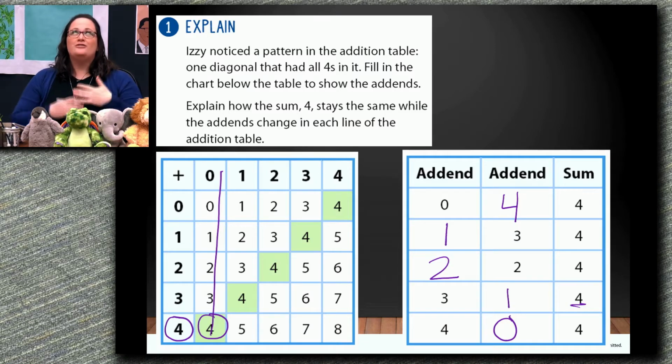We use patterns all the time in math. So I challenge you, as you're doing math, to not just be finding the answer, but also be looking for a pattern or a rule as to why that works. Okay?